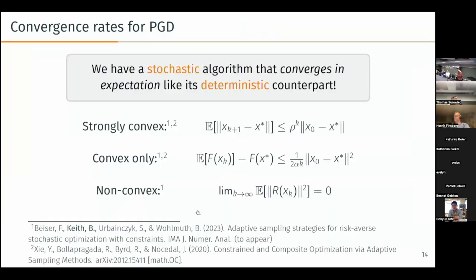That's the best you can really hope for this class of algorithms, and we've gone a little bit further. So we show if you relax the strong convexity assumption to convex only, you get what reduces to the best convergence rate you can hope for in expectation for this algorithm. And even in the non-convex setting, you get a weaker mode of convergence.